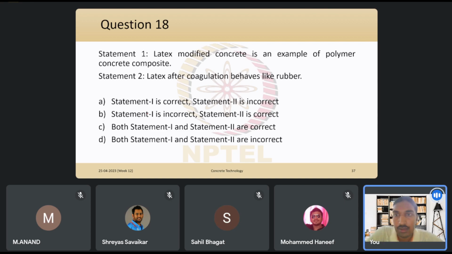Okay, question 18. So we have two statements. Statement 1 says latex modified concrete is an example of polymer concrete composite. Statement 2 is latex after coagulation behaves like rubber. So we have to pick one of the four options. A, statement 1 is correct, statement 2 is incorrect. B, statement 1 is incorrect, statement 2 is correct. C is both the statements are correct, and D is both the statements are incorrect.